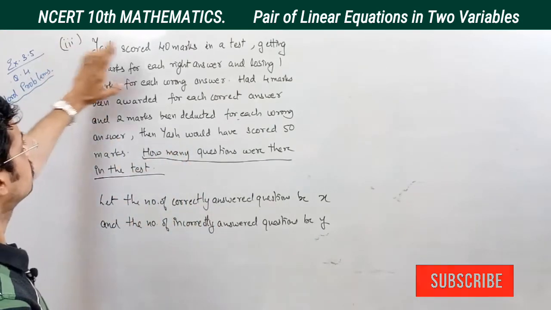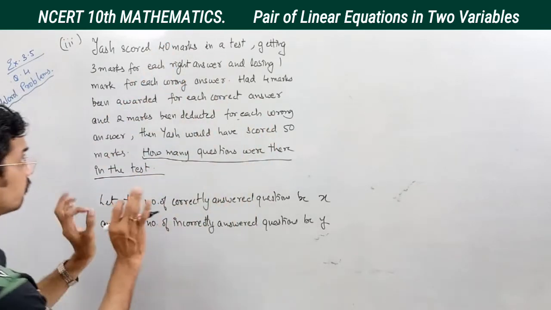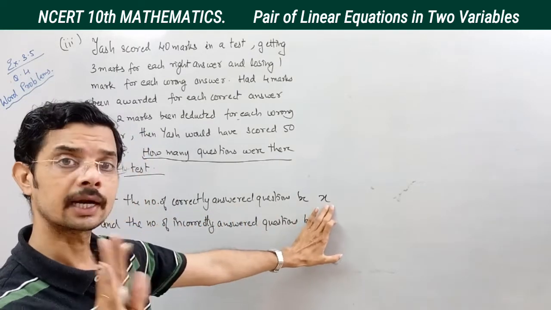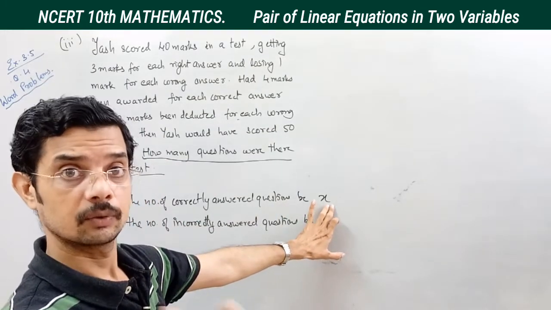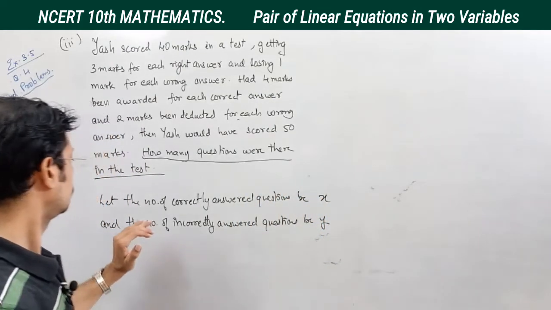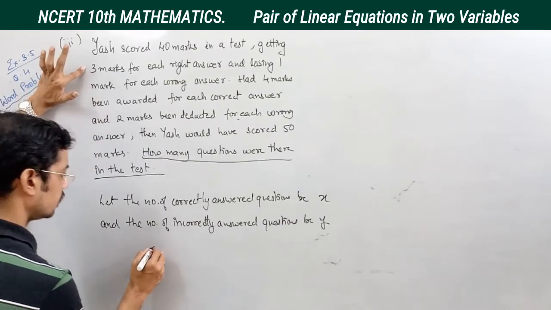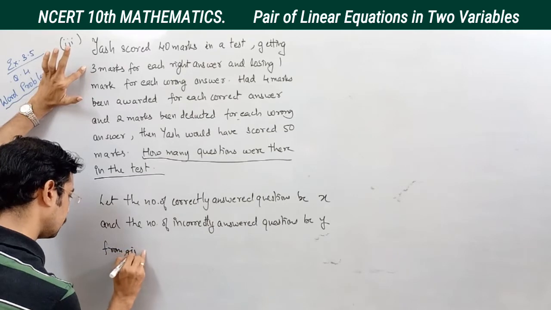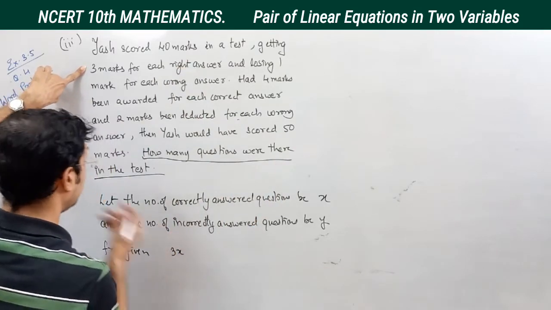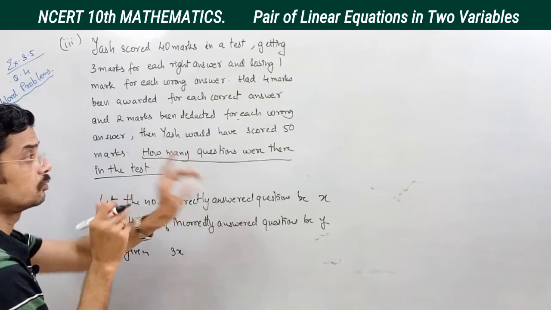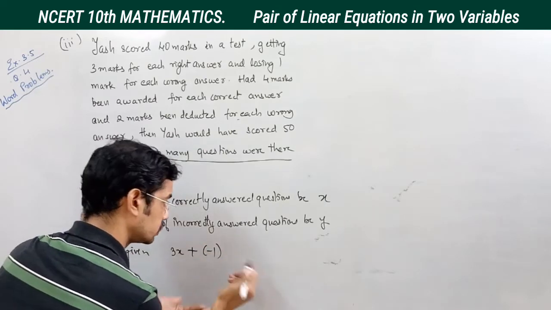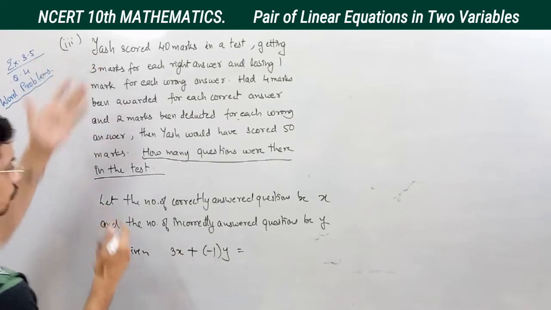Now he scored 40 marks. We get 3 marks for each right answer. If he answered x questions correctly and got 3 marks for each, the total marks gained will be x into 3, that is 3x. And losing 1 mark for each wrong answer, so minus 1 into the number of wrong questions, that is y. Therefore their sum will be equal to 40 marks.